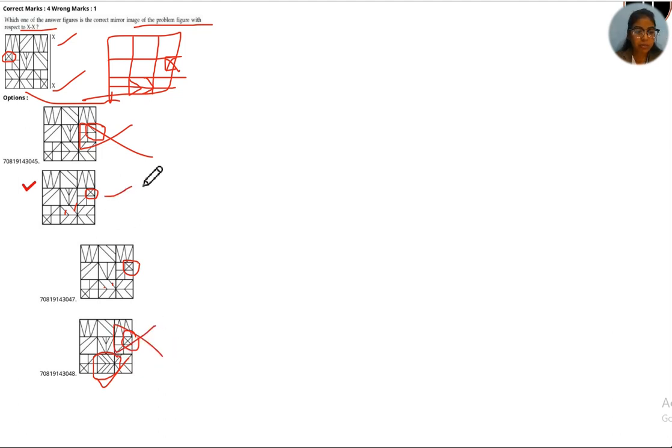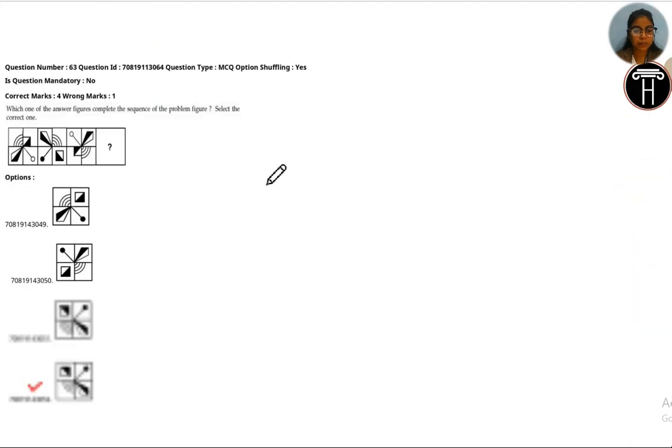Now look at the option number B and C. So B and C, there's a difference in the middle one. This one and this one. Here also they have two lines. Here they have one line, but in the question they have two lines. Okay, so that's why option B is your correct answer.